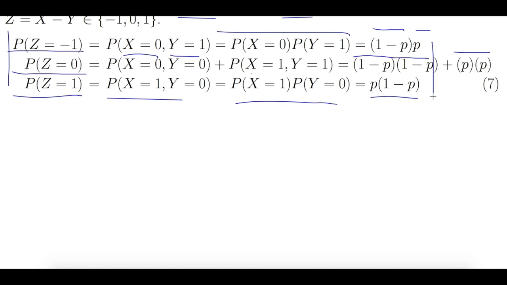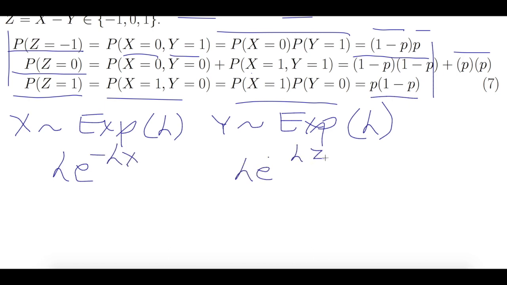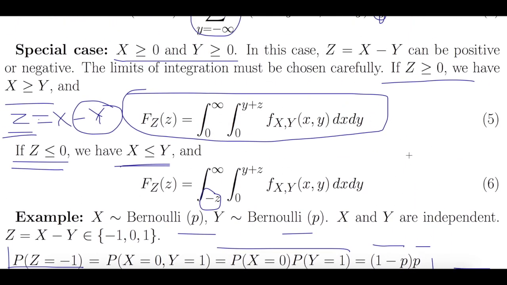Now let's do a continuous example. For the continuous example, we will assume that x is exponential with parameter lambda and y is also exponential with parameter lambda, which means the PDFs are lambda e to the minus lambda x and lambda e to the minus lambda y, and x is always greater than 0, and y is always greater than 0. This is exactly the same case which we talked about here.